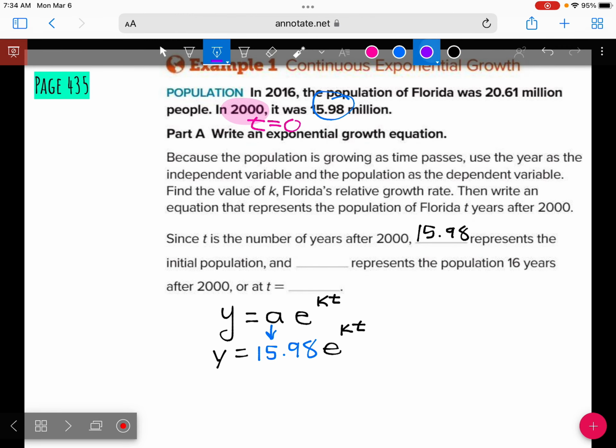The other piece we know is 20.61 million. That's going to give me an amount. It's going to be what this thing equals. So I know that it's 20.61 million. The rest of the equation's the same. Do I know how many years it's been to get to 20.61 million? 16, because it was 16 years later. So I know the time here is 16.